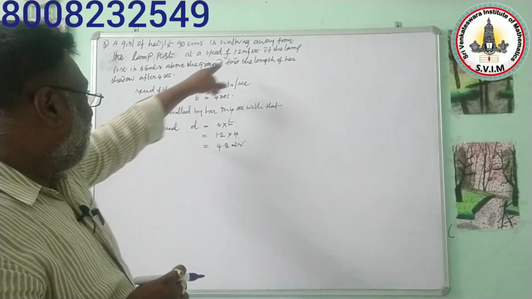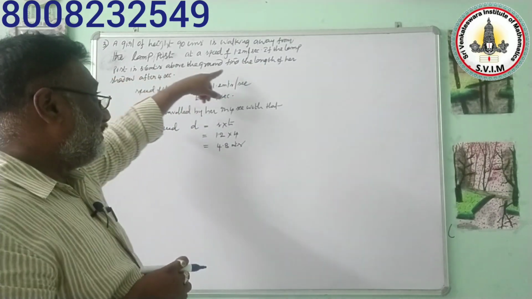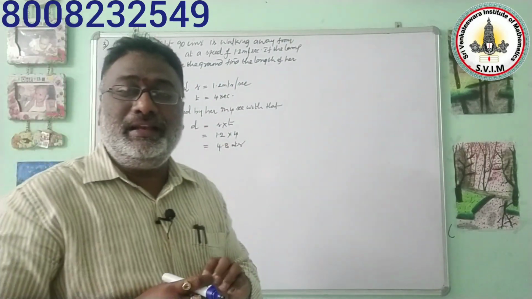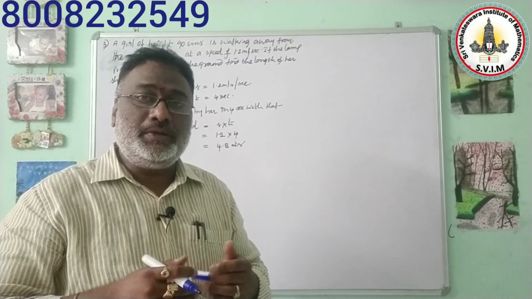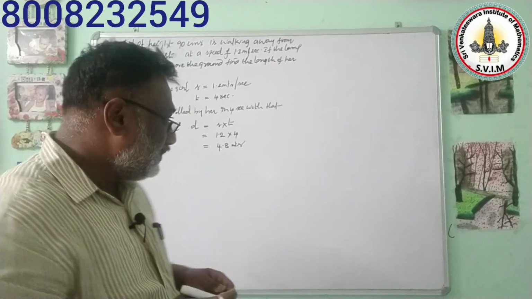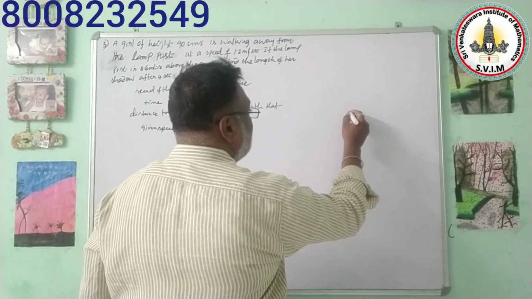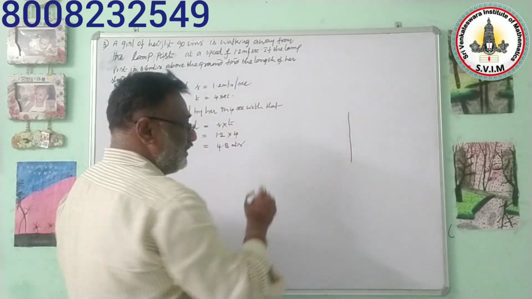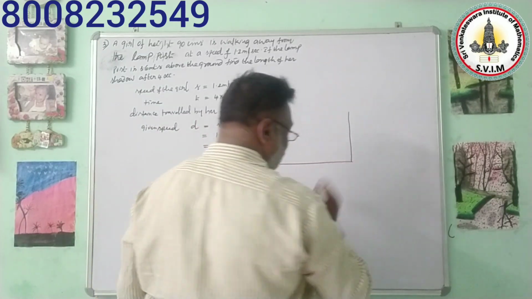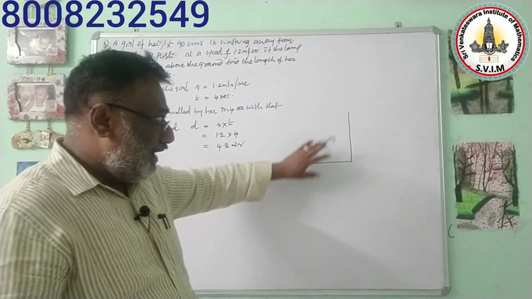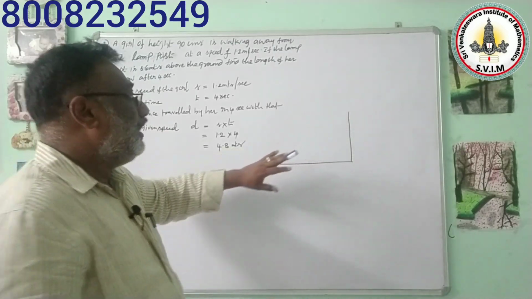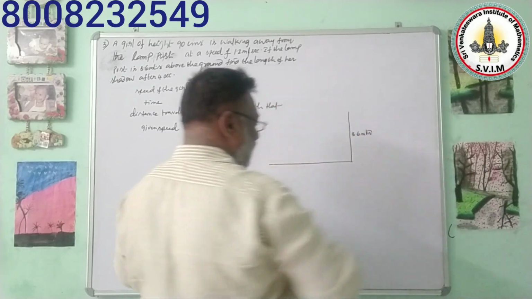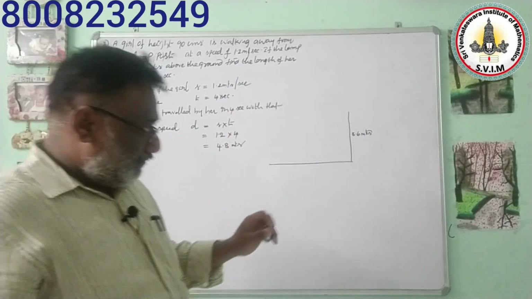Next, if the lamp post is 3.6 meters above the ground, find the length of her shadow. So here we need to find the length of her shadow. First of all, we need to draw a figure. Here you have been given one lamp post. So this is the earth. On the earth, the lamp post is 3.6 meters in height. So this is the height of the lamp post.